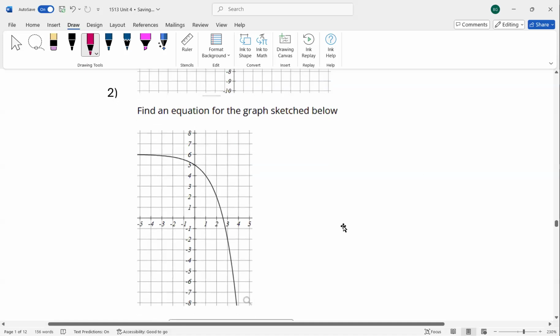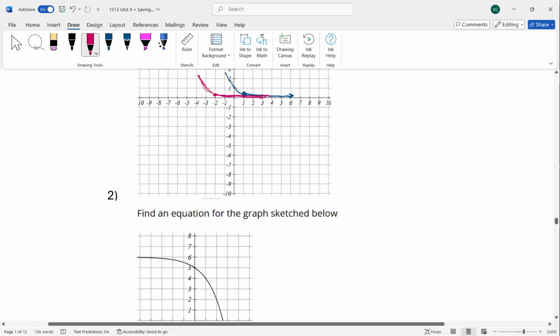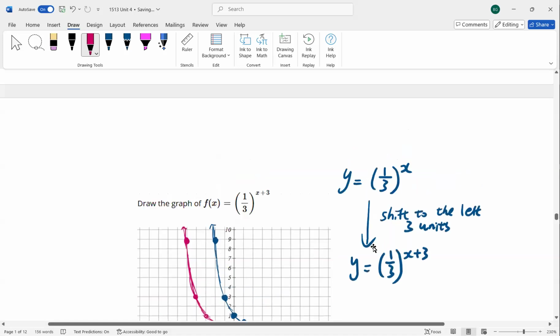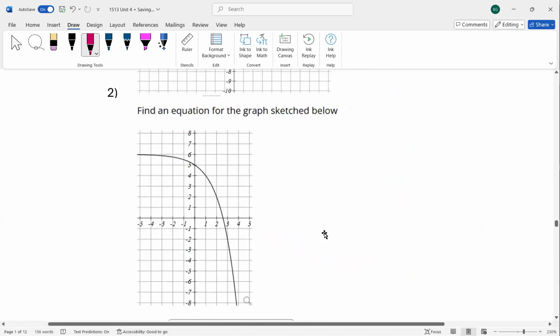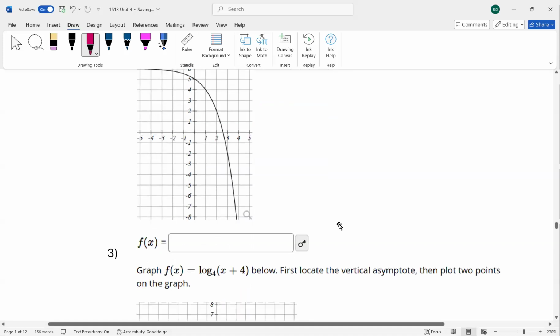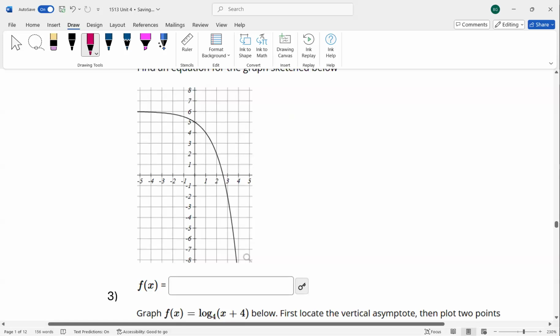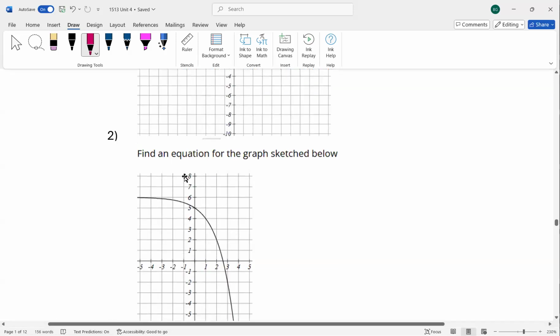Next, find an equation for the graph sketched below. The previous 2 problems, we were given the function and needed to graph it. In this problem, we are given the graph and we need to find the function. So let's see what this function looks like.